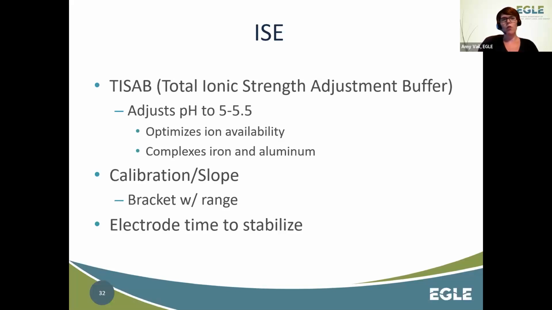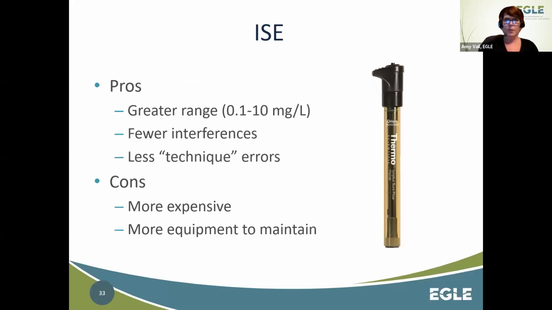So, for fluoride, we're looking for anything from 0 to usually 2; 4 and above is our MCL. So you don't want to do 0, 10, 50, because we're not going to be looking for fluoride that high. You want to make sure you're looking in the range, make sure the slope is good, and give that electrode time to stabilize.